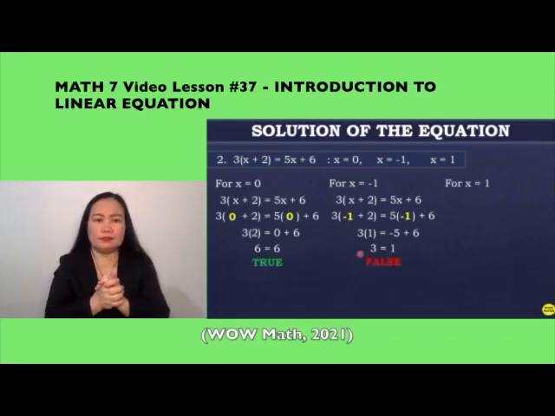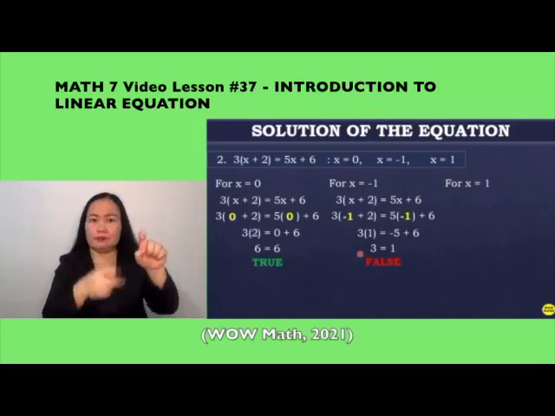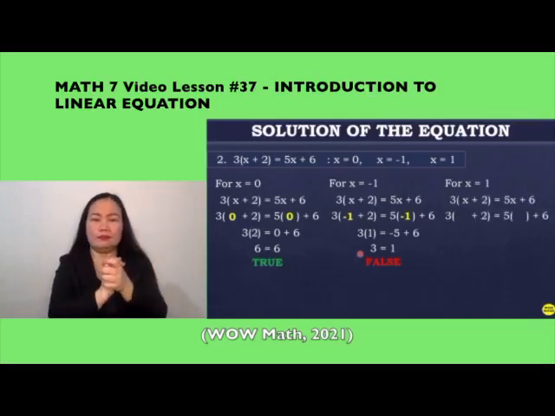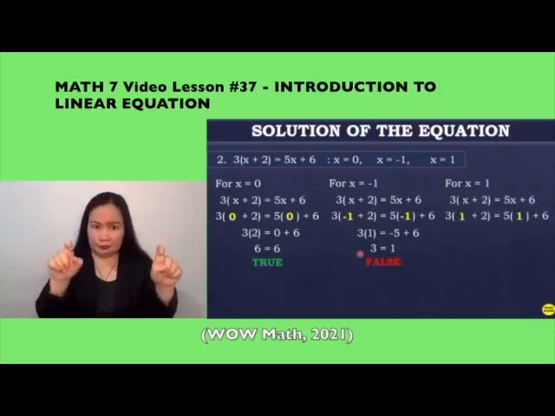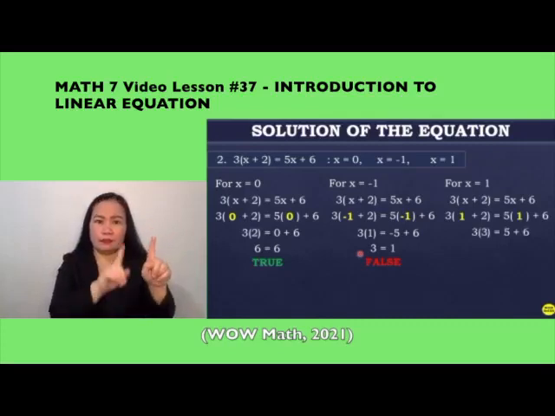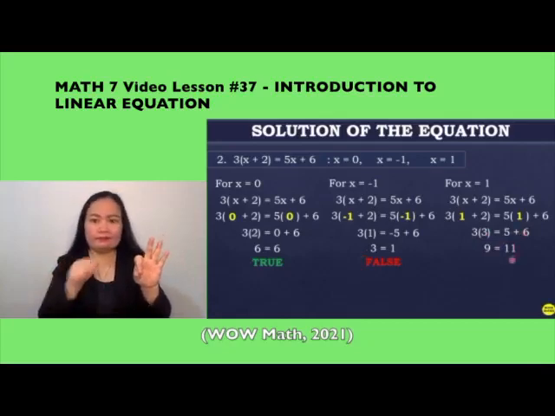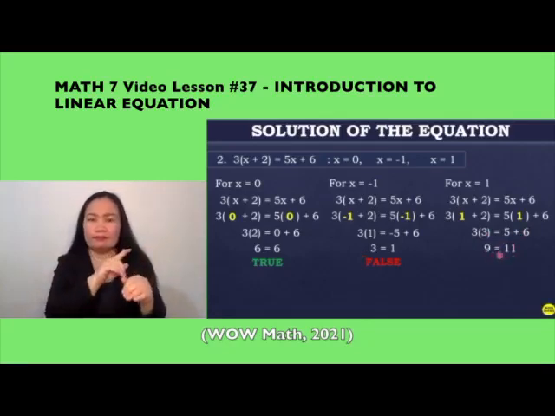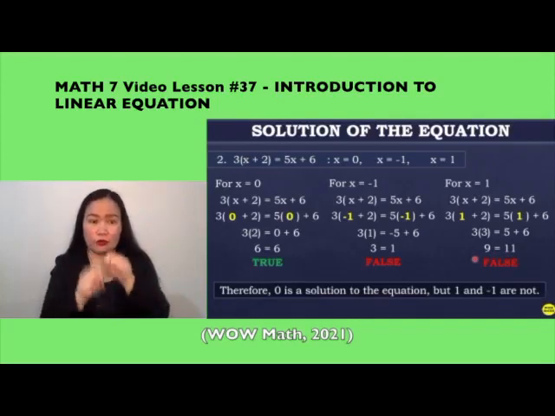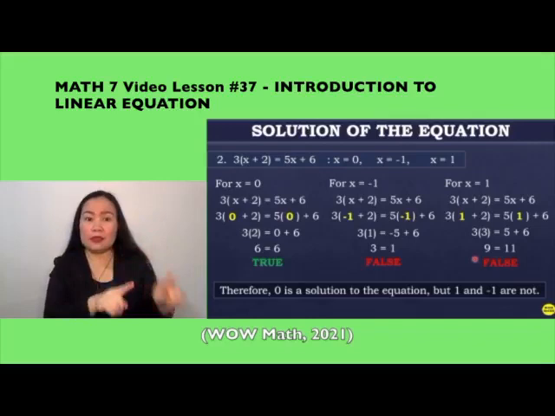Okay, so let's try x is equal to 1. So, substitute natin si 1. Pareho. So, 1 plus 2, that is 3. So, 3 times 3 na po siya. And then, 5 times 1, that is 5, plus 6. So, this is 3 times 3, 9. And then, 5 plus 6, this is 11. And as you can see, 9 is equal to 11. This is false.